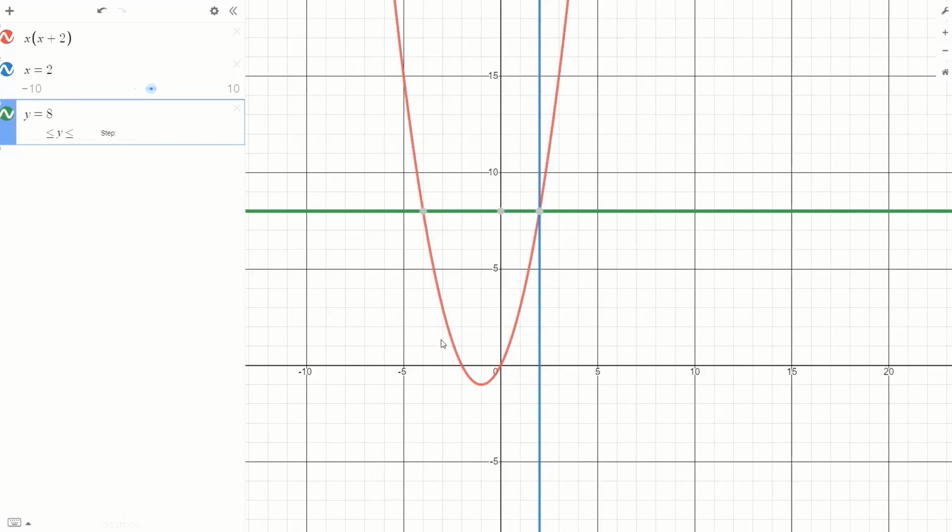In this question, we were asked when this quadratic x times x plus 2 was greater than or equal to 8. This green line is y equals 8. And it is true when x is greater than 2, as we can see by this blue line. We define x as the shorter side, which is exactly what we're trying to solve. What are the possible values of the shorter side? And the answer is x is greater than or equal to 2.